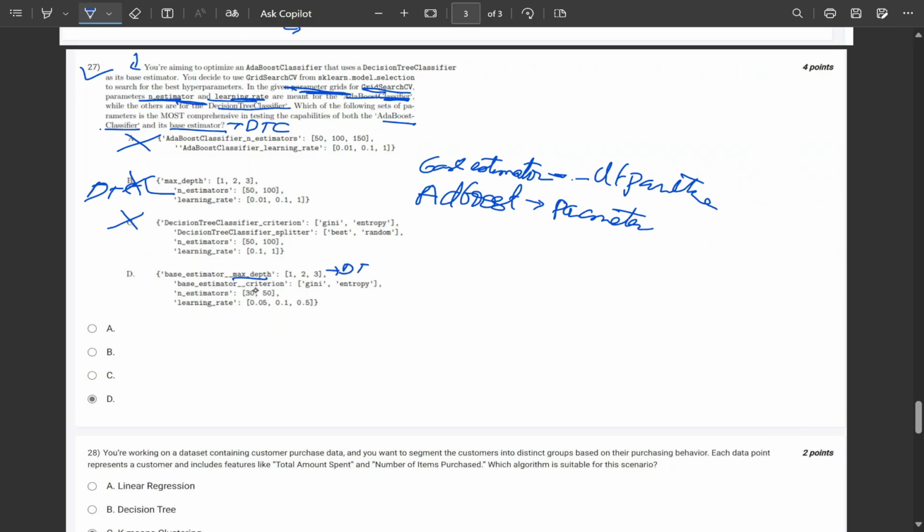Base estimator double underscore criterion gini, entropy. So again this is for decision tree. And n estimators 30, 50 and learning rate, this is for AdaBoost. So that's the base idea here, and that's why your answer is D.